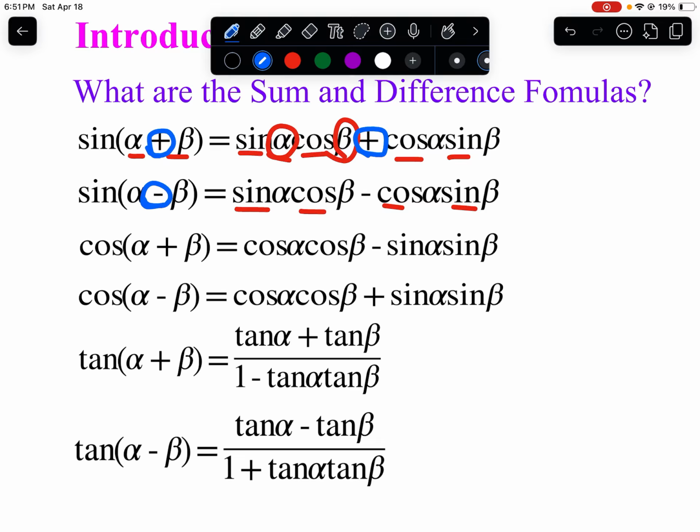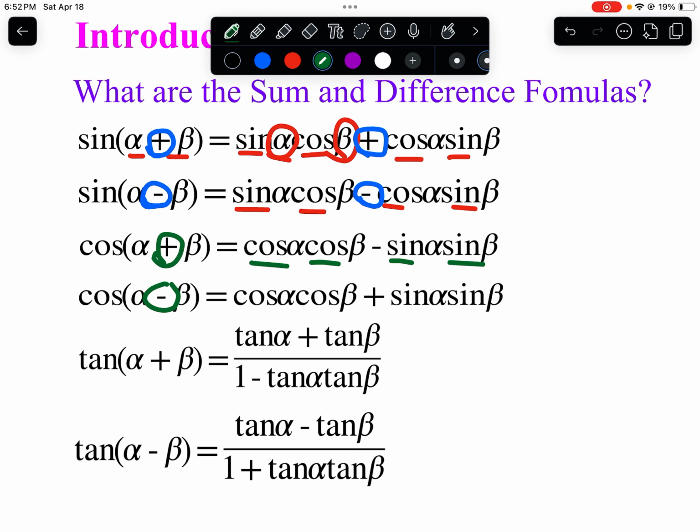The nice part with sine is the sign here in the middle. If we're adding a plus b, or alpha plus beta, then we have addition in the middle here. If we have subtraction, then it's subtraction in the middle. Everything else is the same between sine of a plus b and sine of a minus b. It's the same pattern.